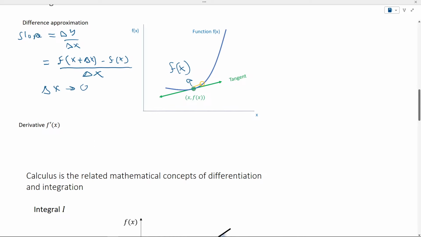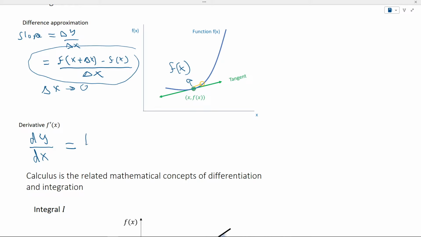I can replace delta y over delta x with this d here, with this derivative. This is called a derivative, dy over dx. So I can replace delta y over delta x with this derivative, and this derivative is equal to this guy as delta x goes to zero. So there is a way of writing this.